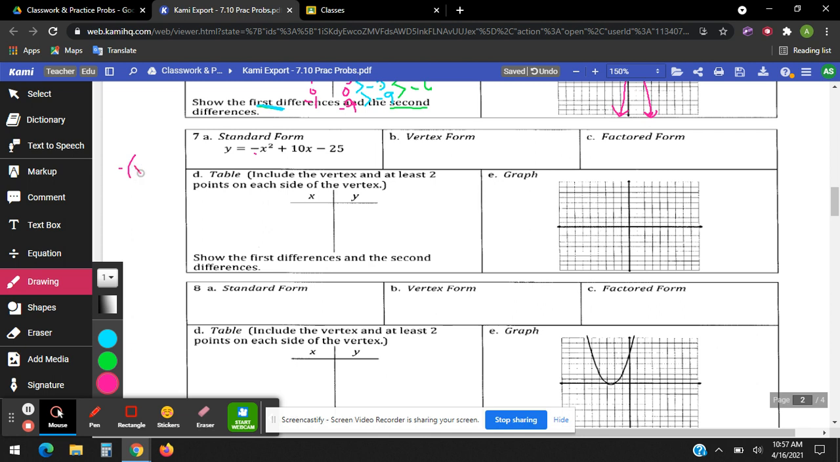Let's do it over here. Negative x squared plus 10x, oh, minus 10x, because I divided out that negative, minus 10x plus what? Well, half of 10 is 5. 5 squared is 25. Well, when I multiply 25 by the negative, I get the negative 25. So that means my factored form is a negative x, and then it's minus 5 squared. And that would also be my vertex form because it's already in that perfect square format.